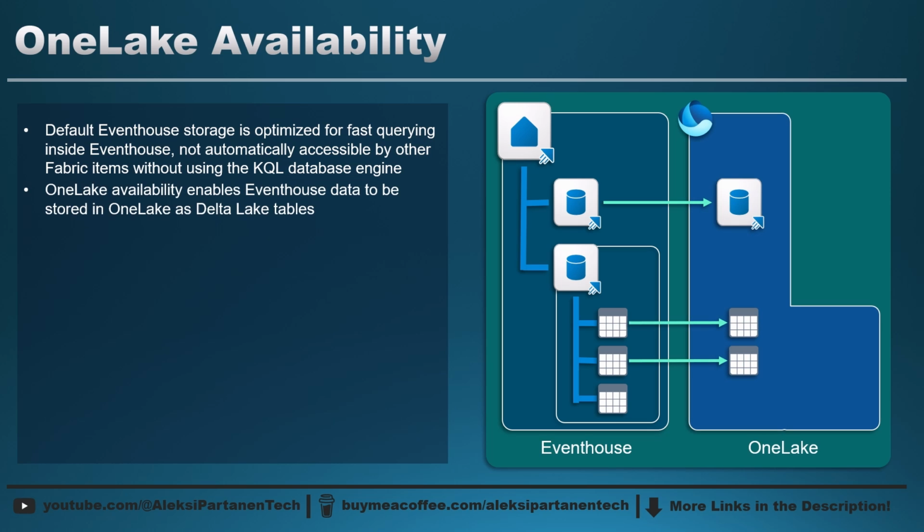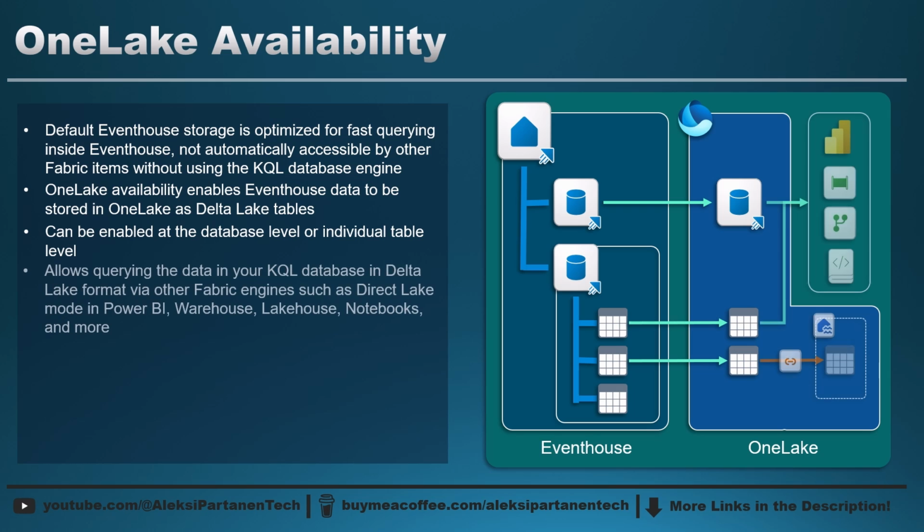When you enable it, Eventhouse data is stored in OneLake as Delta tables, which is an open and standardized format and very widely used in Fabric. You can enable OneLake availability either at the database level or at the individual table level. This gives you flexibility depending on your needs. Once enabled, your Eventhouse data becomes available across Fabric. You can query it using Power BI, Warehouse, Lakehouse, notebooks, and more, all without making copies or doing manual exports, since that replication is handled by Fabric in the background.